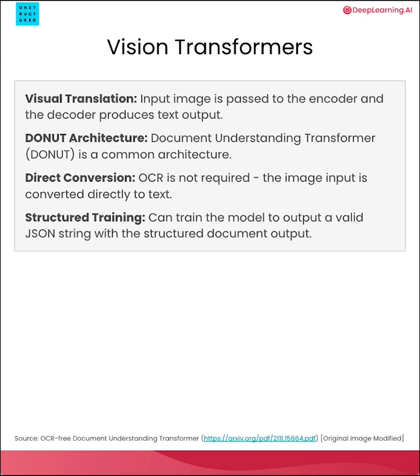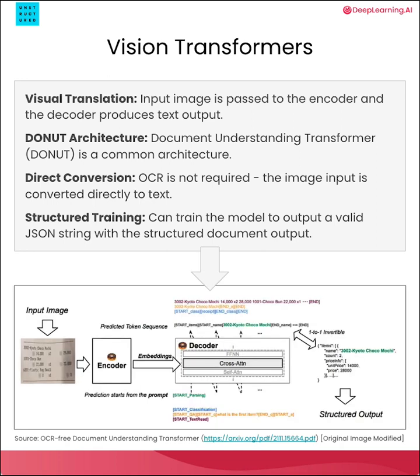One common architecture for vision transformers is the Donut architecture, or document understanding transformer. When you're applying a model such as the Donut model, you can train the model to produce a valid JSON string as output, and that JSON string can contain the structured document output that we're interested in. You can see below what the architecture looks like for the Donut model. And again, if you're interested in learning more, check out the arXiv paper.